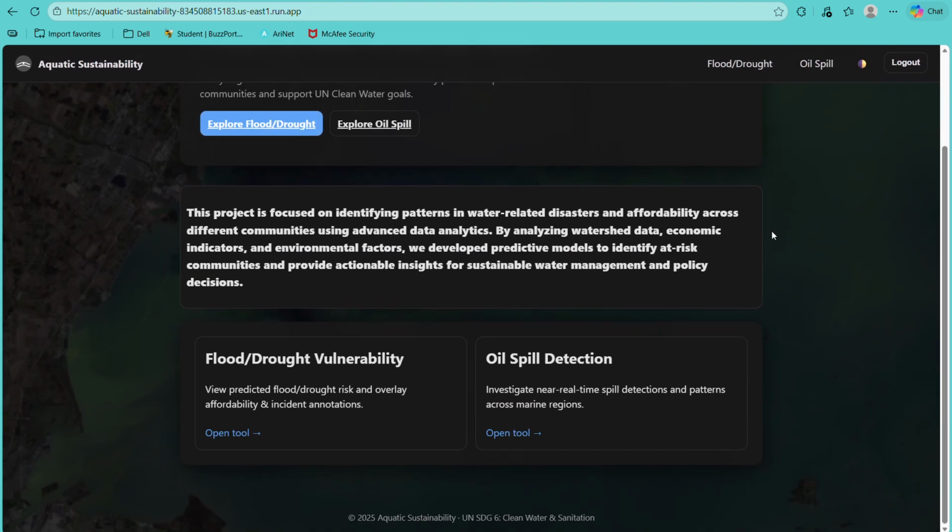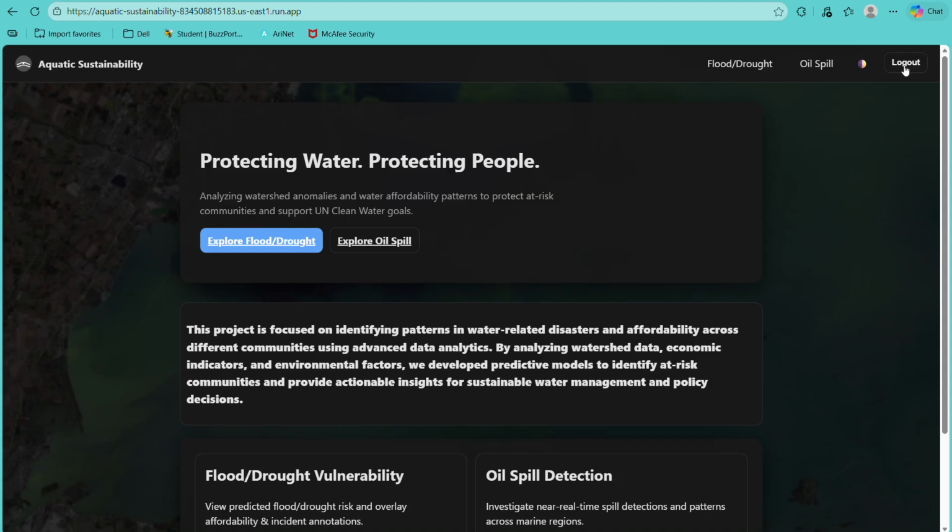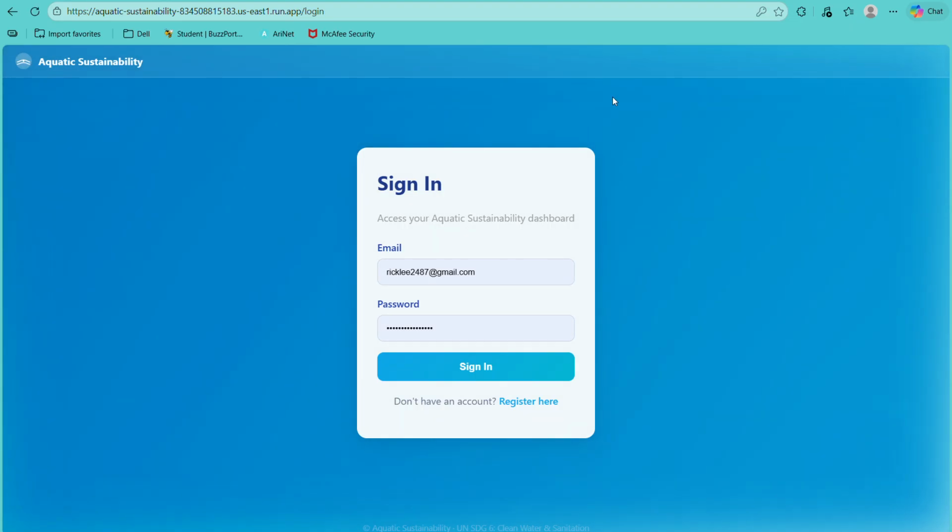And here is our layout again. You can also log out here from the website to end your session. And here we go. That's our website for now for BDBI Aquatic Sustainability.